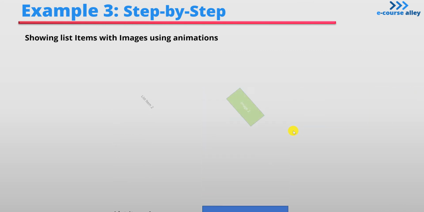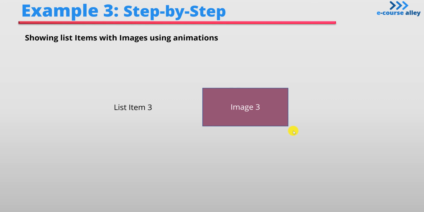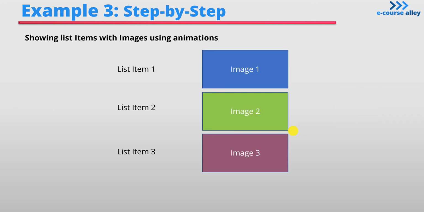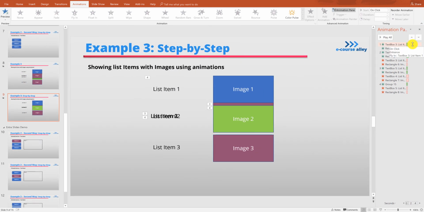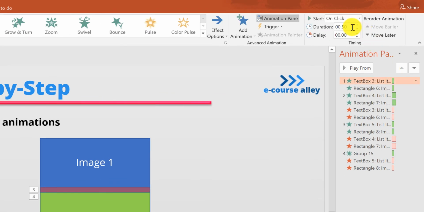Image 1, list item 2 and image 2. List item 3 and image 3, and then the summary. So I feel that's a little quick, a lot of the timings. So I'm going to make them all 1 second long. They're actually defaulted to half a second here. So I'm just going to up that to 1. I'm going to do that for all of them.